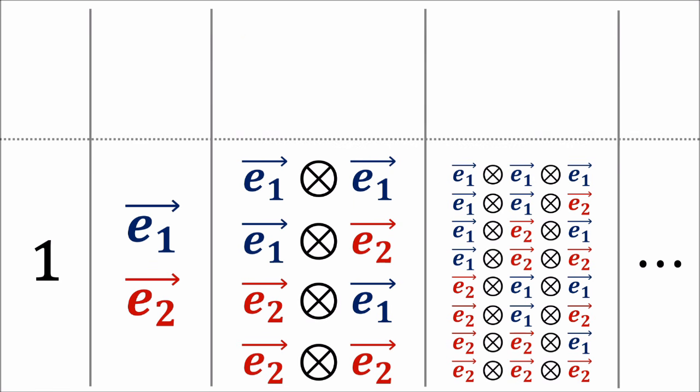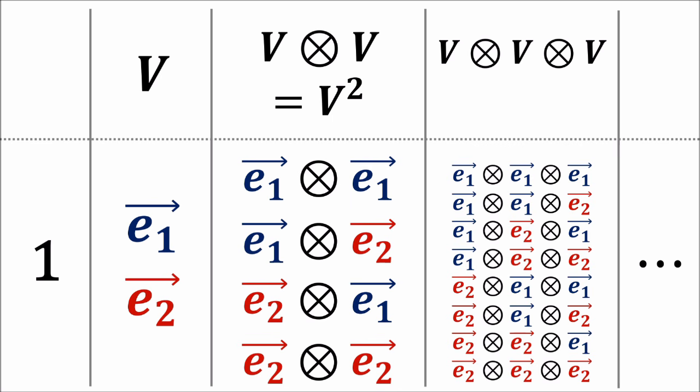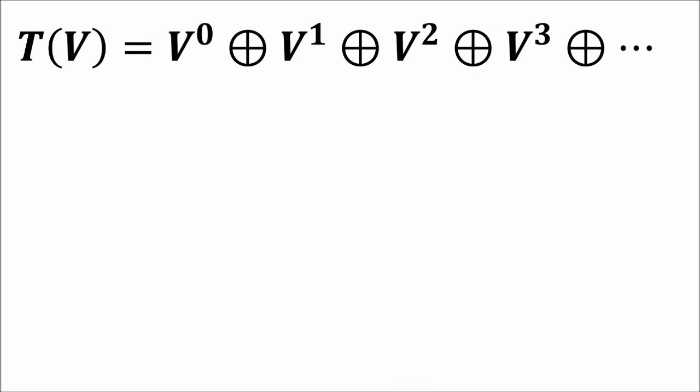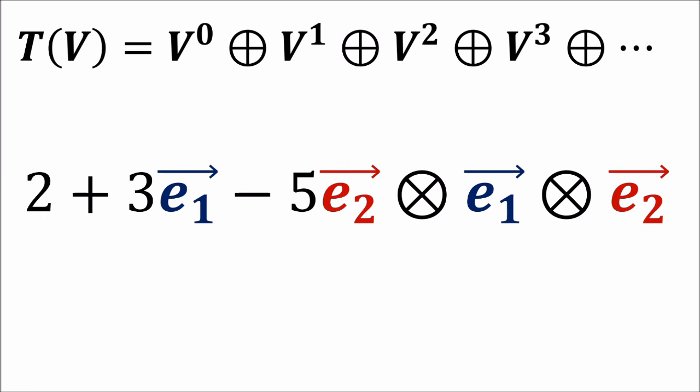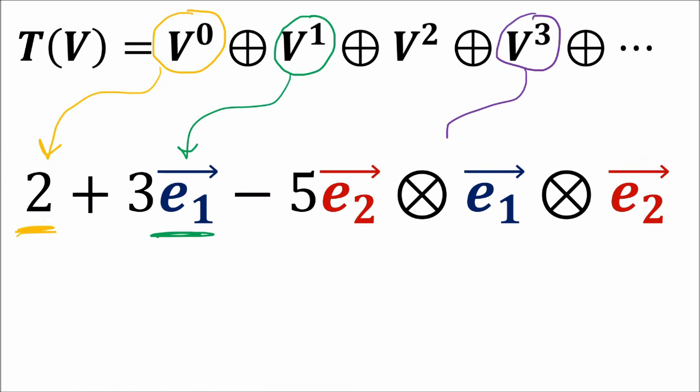Individual vectors live in the vector space V. Vector pairs live in V tensor V, also written V squared. Vector triples live in V tensor V tensor V, or V cubed, and so on. Scalars live in the set of scalars S, which is sometimes written as V to the power of 0. In tensor algebras, we can add together arbitrary elements from this infinite collection. So we can write expressions like 2 plus 3e1 minus 5e2 tensor e1 tensor e2.